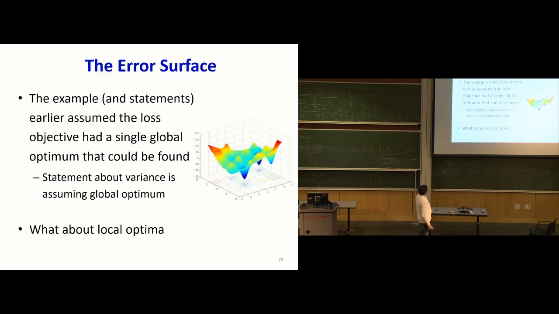Here's a second issue. We are defining a divergence function, and we are trying to find the parameters that minimize this divergence function. In all of the examples and statements that we've seen so far, we'll assume that the loss objective has a single global optimum that could be found. And even when we said something about the variance, we're assuming that there's a single global optimum. What about local optima? If I have a divergence function whose shape looks like this, then you find several local optima where you have little valleys. And depending on where the algorithm starts, it's going to end up at the closest local valley.